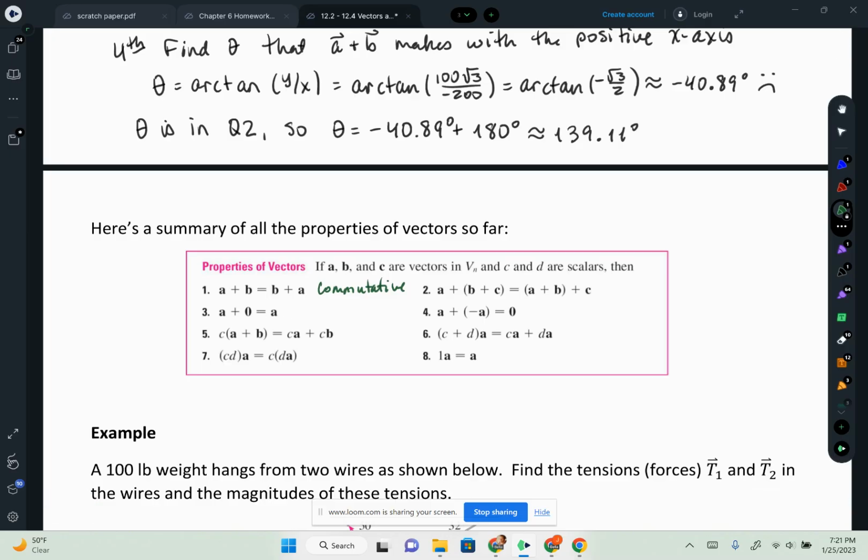The zero vector, the second one, I should say, A plus B plus C. This is going to be the associative property. So you can associate in whatever order.